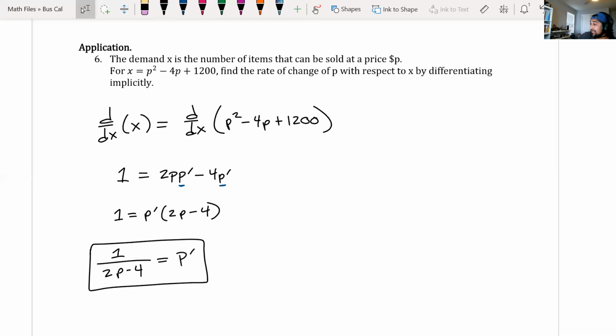And that is implicit differentiation, guys. So if you got any questions, ask. Other than that, we're done. Easy.